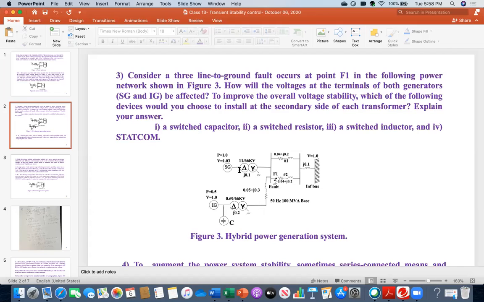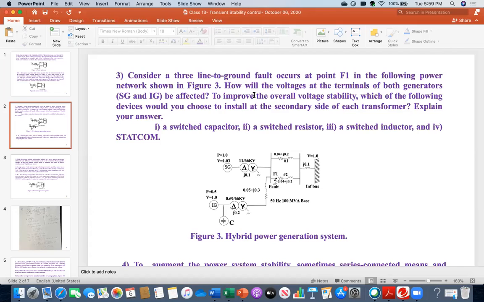And then, as Manoj said, at the terminal of SG, I will put a switched resistor because for the SG, the main thing is to control the active power. I will not pick a switched inductor, neither at the terminal of SG nor at the terminal of IG. Everybody, could you follow me? Yes, yes, Dr.